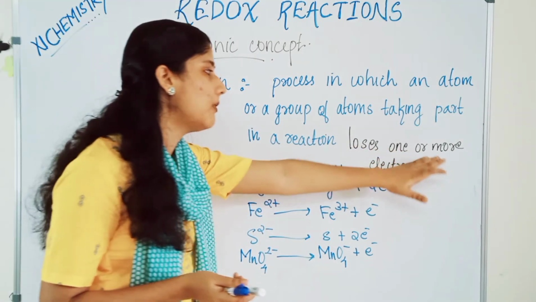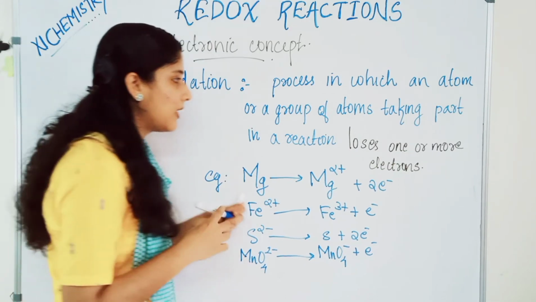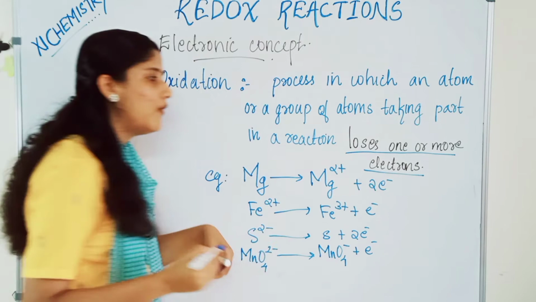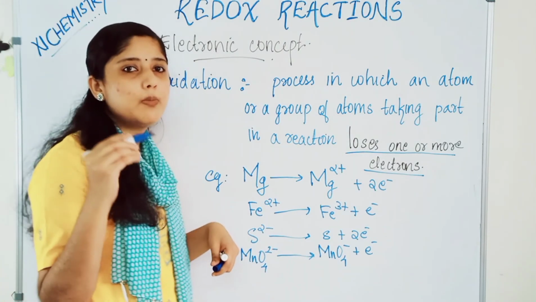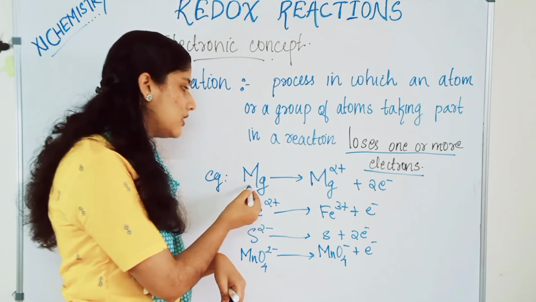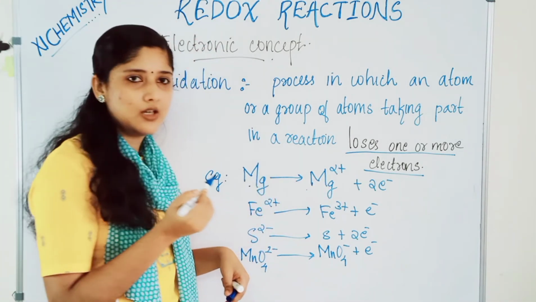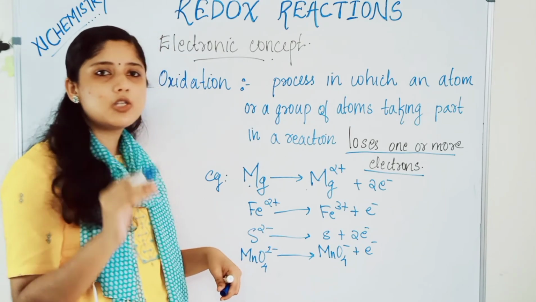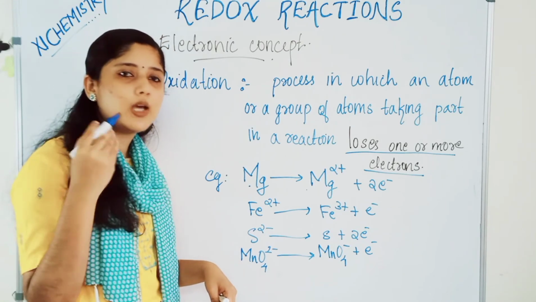I have already marked it in black. That is the definition. When an atom or a group of atoms loses one electron or more electrons, it is oxidation. Look at the example. Mg turns to Mg2+. We have studied about a cation and an anion. When an electron is lost, it changes to a cation.